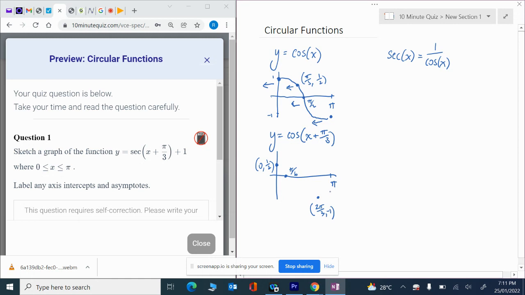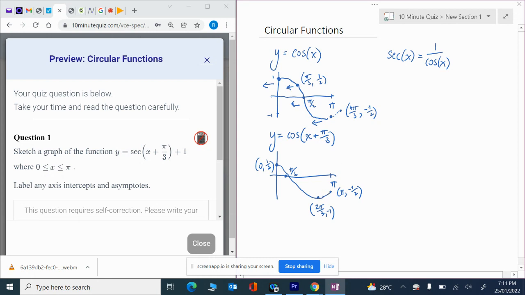The other endpoint is going to be when this graph was at 4π/3, because you're going back π/3 to the left, and cosine of 4π/3 is negative a half. So that endpoint is going to be (π, -1/2). Okay, so that took a while, but we've now got our cos(x + π/3) graph.